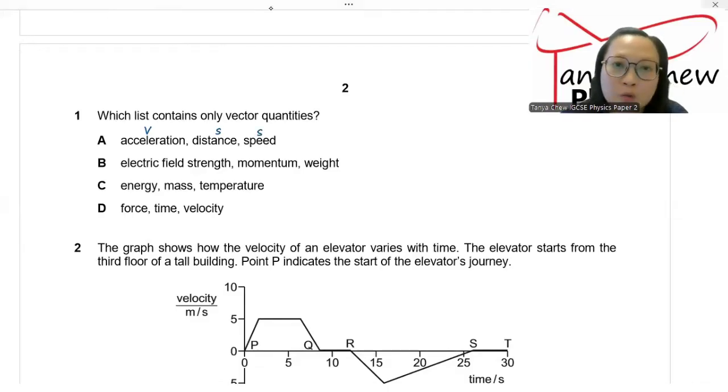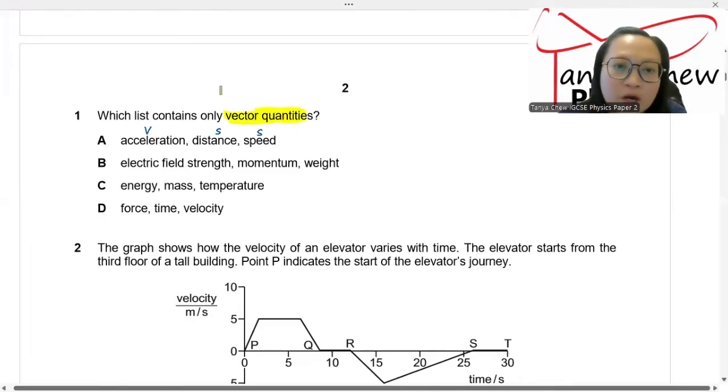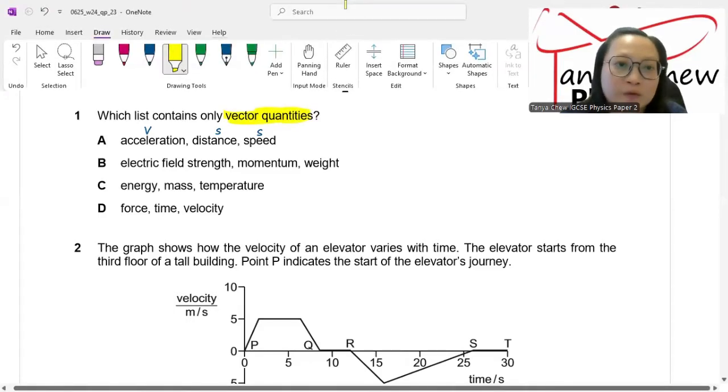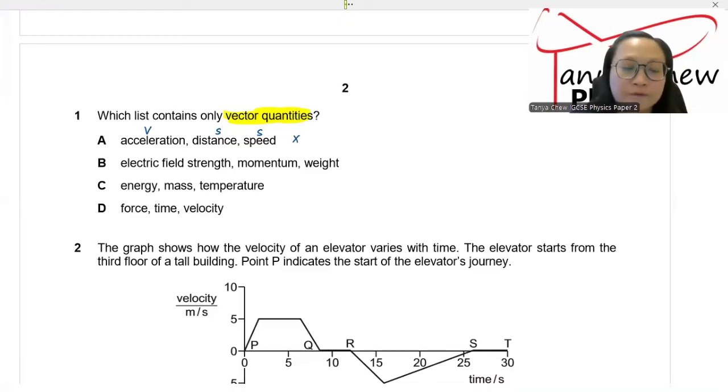Now the question only wants the option where all the quantities are vectors. Which option contains only vector quantities? So A cannot be your answer because it consists of scalar quantities as well. B, electric field strength, this is a vector quantity. Momentum, it is a vector quantity. And weight is a vector quantity. B sounds correct to me, but let us check C and D.